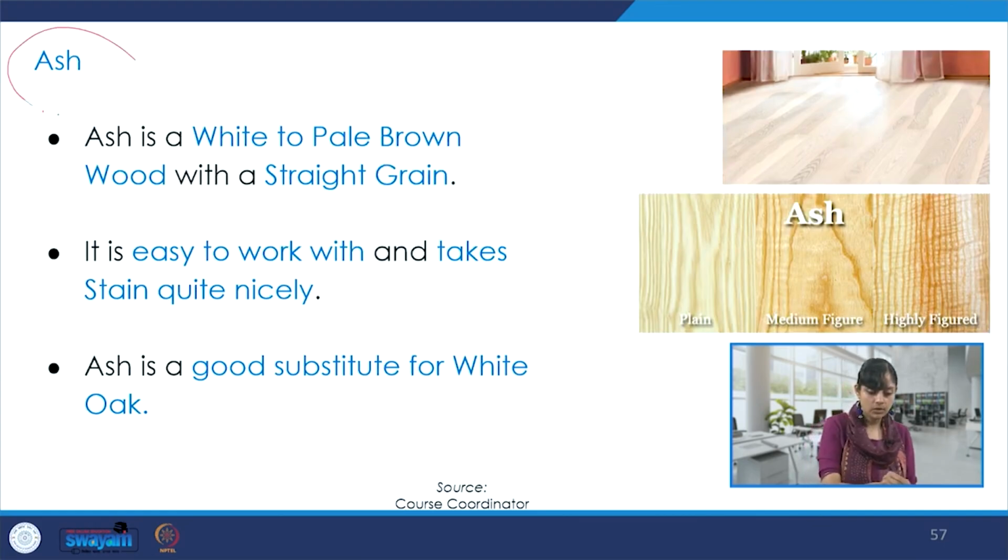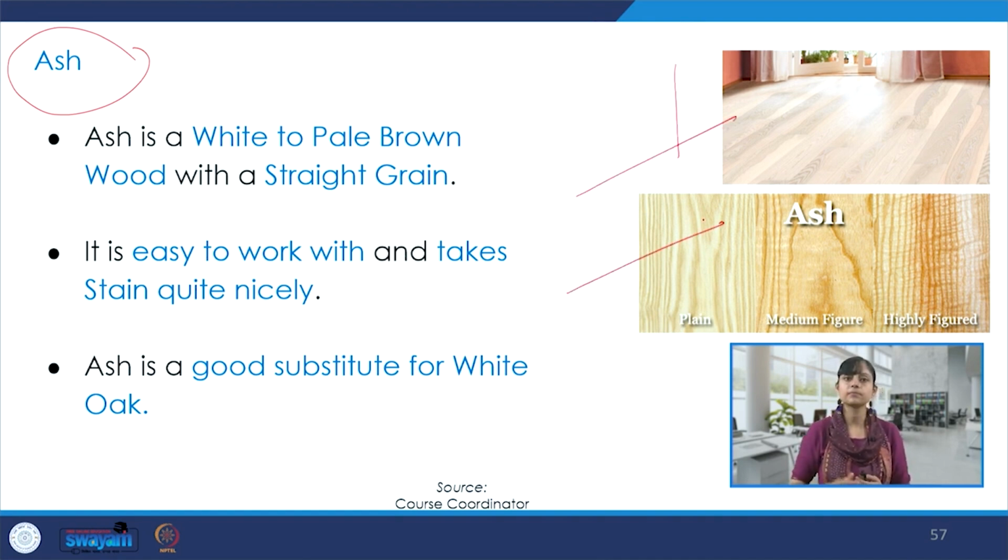So when we talk about hardwood, ash is a very popular kind of hardwood, and we find it white to pale brown, both varieties. It's easy to work with, it takes the stain quite nicely. It's a good substitute for white oak. If you don't want to go for oak, you can go for ash.